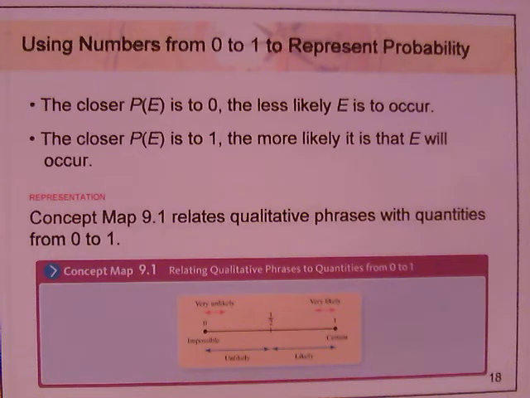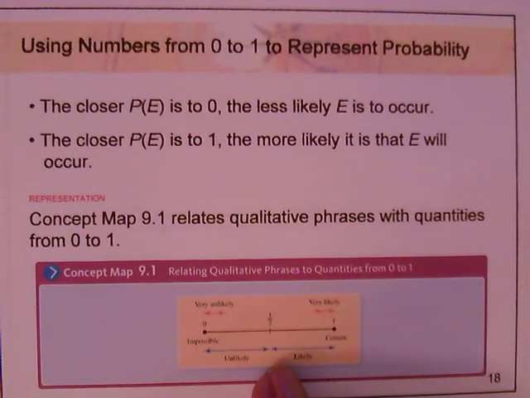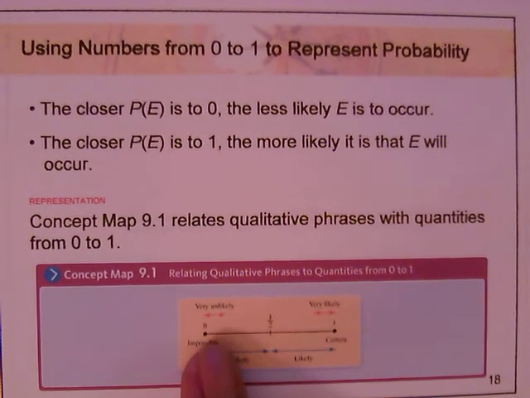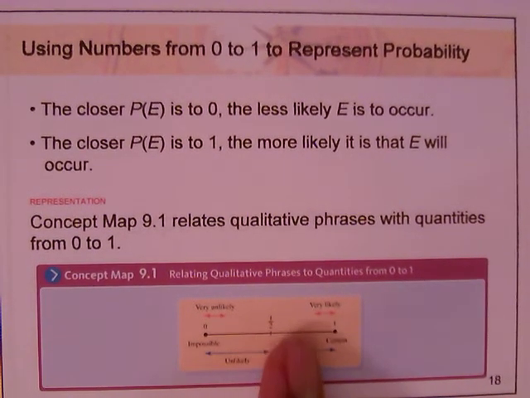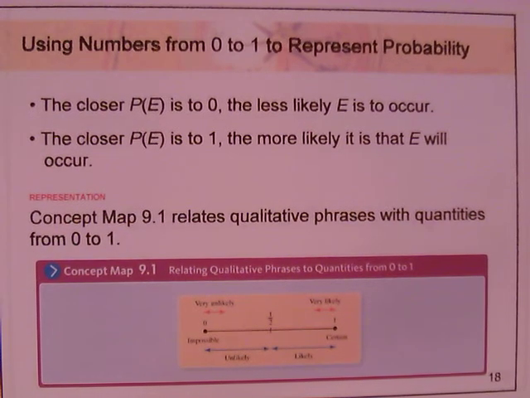So here's that concept map here. As you can see here, if it's close to 0, it's very unlikely. If it's closer to 1, then it is very likely. And keep in mind that the probability cannot be negative, meaning you cannot have a negative probability for an event, and your probability value cannot be bigger than 1.